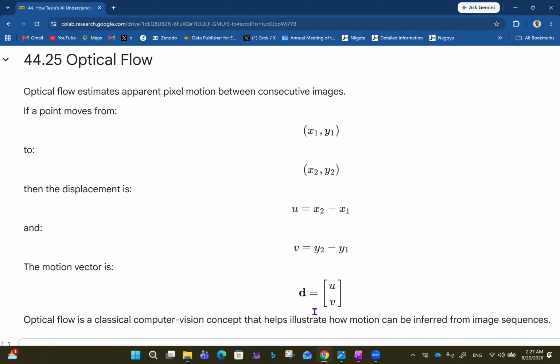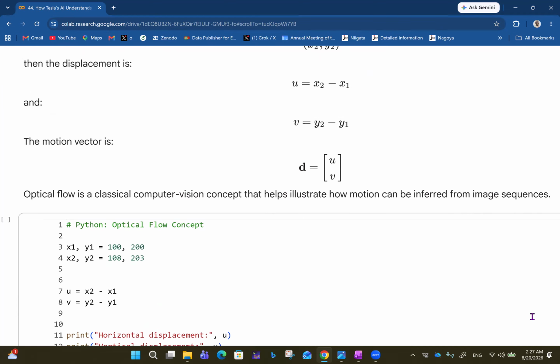Then we have optical flow. Optical flow estimates apparent pixel motion between consecutive images. So if a point moves from x1, y1 to x2, y2, then the displacement u is x2 minus x1, and v is y2 minus y1. So u is this, v is that. So the motion vector d is (u, v). Optical flow is a classical computer vision concept that helps illustrate how motion can be inferred from image sequences.